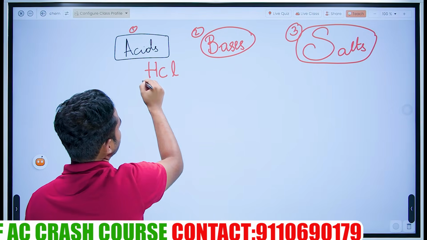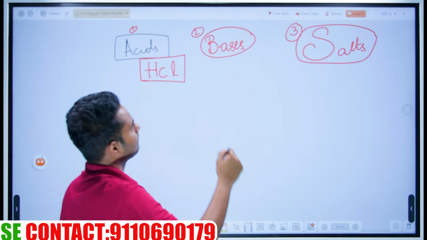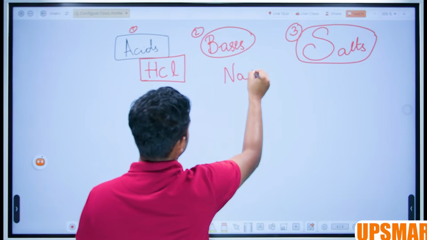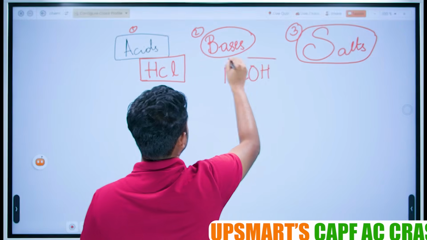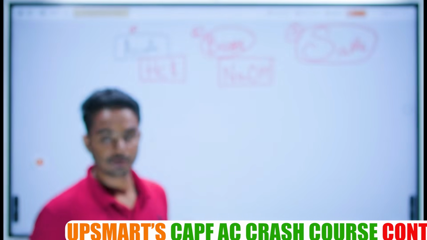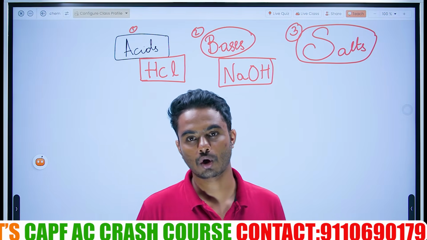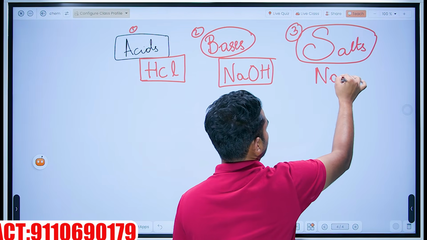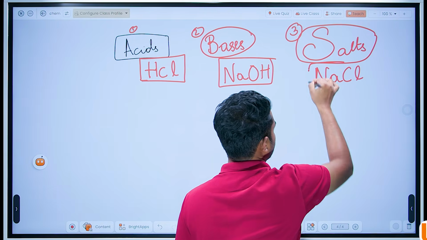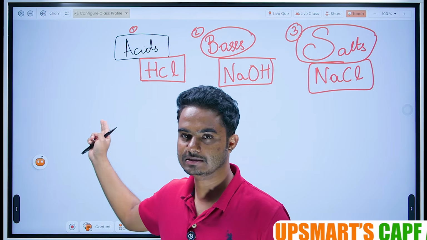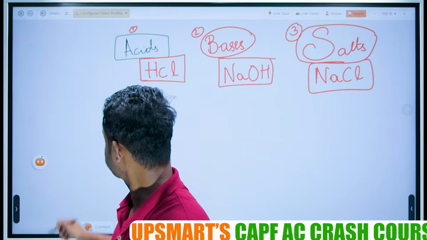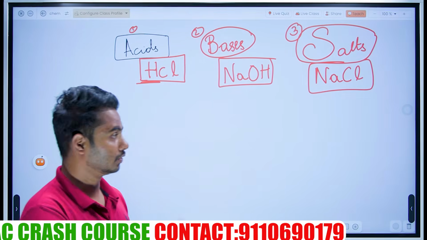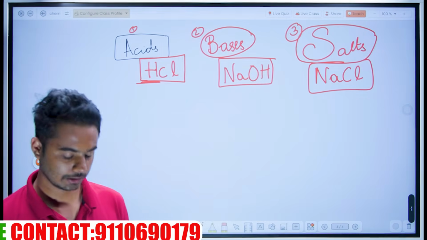One of them being hydrochloric acid, HCl. Bases, the major base being sodium hydroxide, NaOH. Salt, we can consider the table salt or the common salt itself, that is NaCl. So acids, bases and salts: HCl, hydrochloric acid, sodium hydroxide, sodium chloride, that is the common salt.